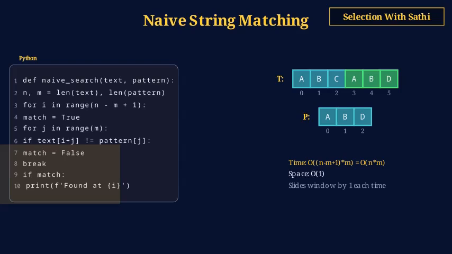The worst case is O of n times m, for example, text is ABABAC and pattern is AAB. We compare almost all characters at every position. This is where KMP improves things dramatically.